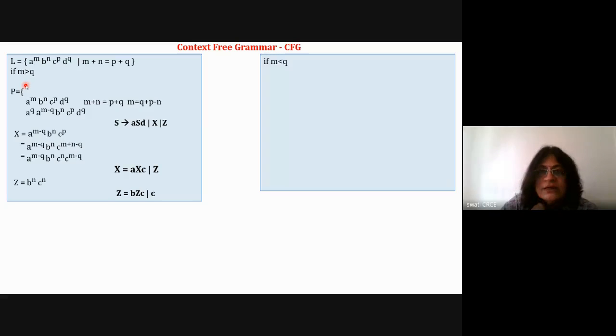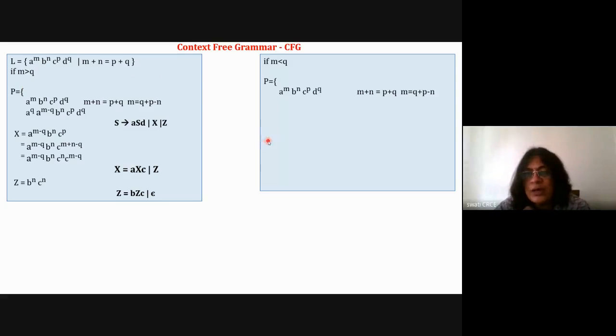Now we'll see the next condition, M is less than Q. So if M is less than Q, then I will have a rule as A raised to M. I'll rewrite D. If M is less than Q, D is for Q times, so D can be split into two parts: D for M times and D for Q minus M times. Now I'm having A and D as equal. So I'll write down S is equal to ASD or this particular term capital Y. Capital Y is equal to B raised to N, C raised to P, D raised to Q minus M.